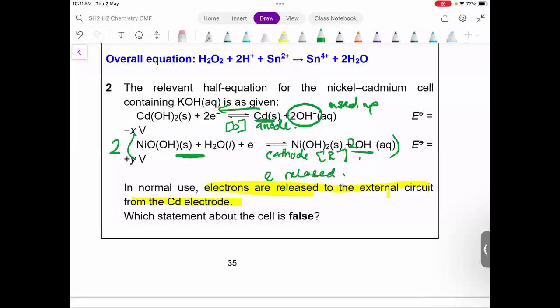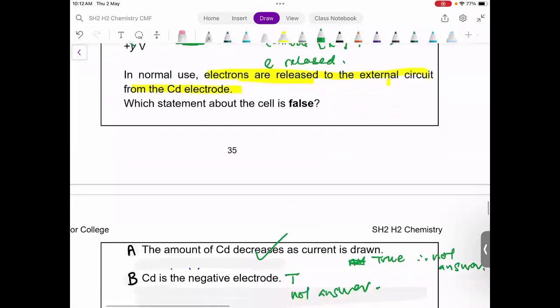Okay, you can derive the overall equation, and from the overall equation, appreciate that hydroxide is not the reactant, not the product. So it's a spectator ion. Being the spectator ion, its concentration is unchanged. Okay, so that's the second method of looking at it.